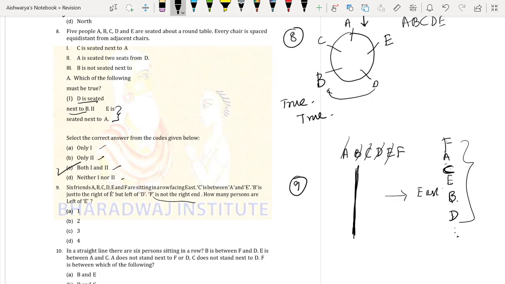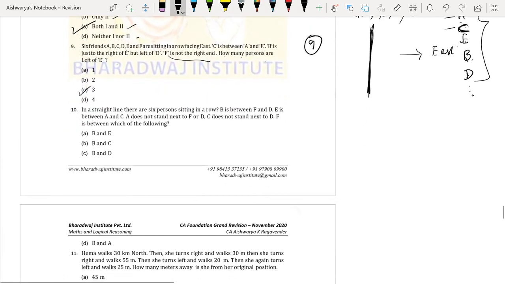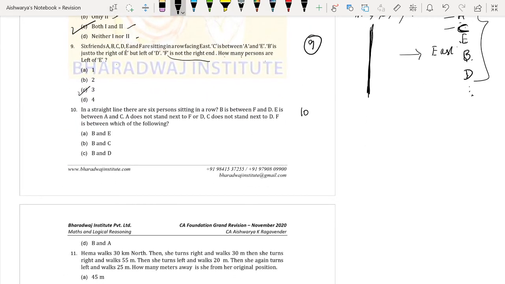Now what is the question? How many persons are left of E? Left of E is 1, 2, 3. So answer is option C. Are we clear? Yes, ma'am. Let's go to the 10th question. Yes, ma'am. Okay, yeah. Anirudh, continue.